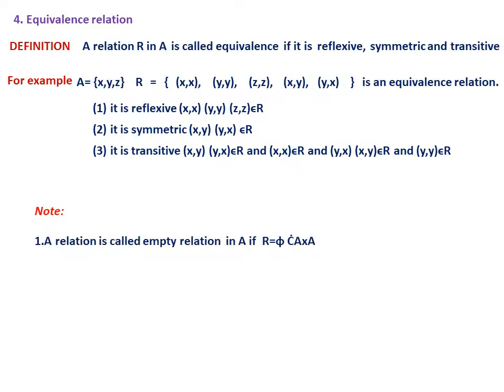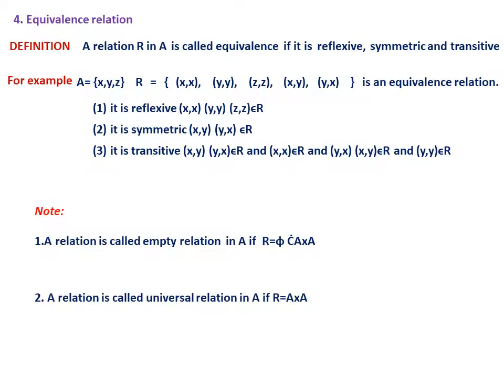Next, there are two more relations which we have studied last year. A relation is called an empty relation if R equals phi, because phi is a subset of every other set. Therefore, phi is a subset of A cross A. Phi is also a relation, which is called the empty relation.